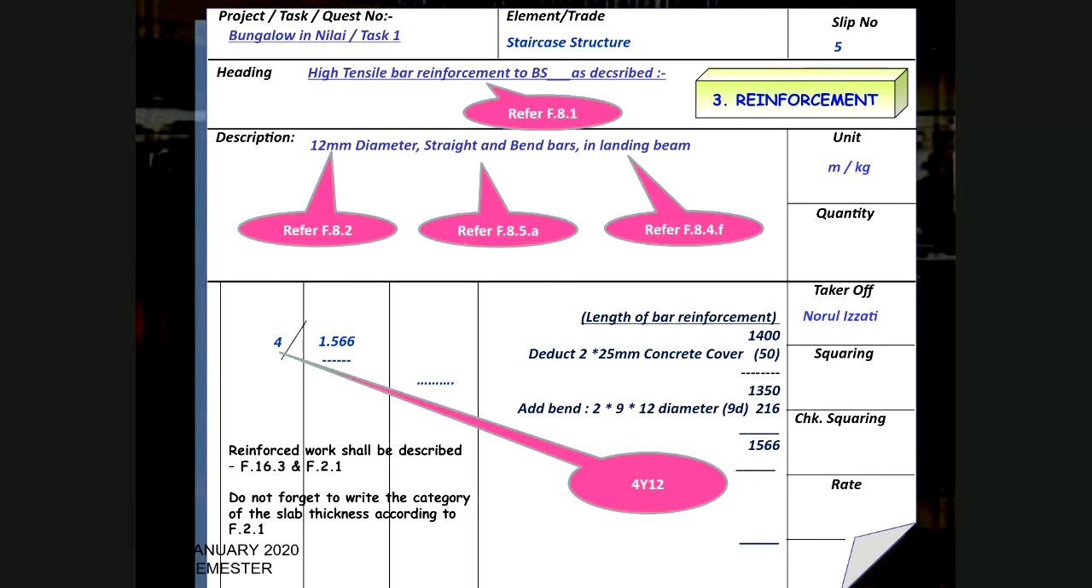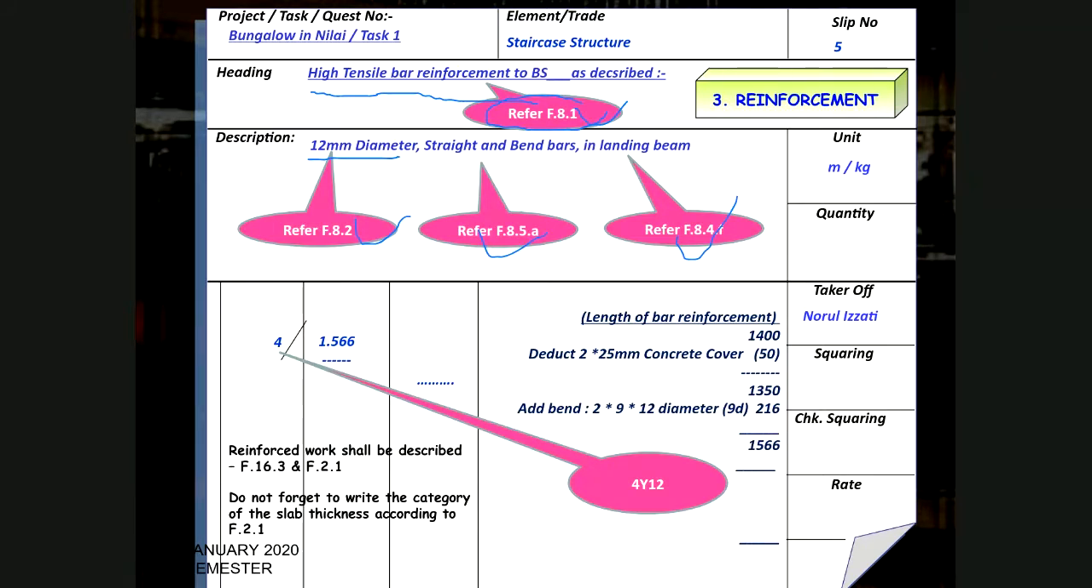Okay, this is the summary of how you want to write down the description. Why did I put high tensile as the heading? Because you don't have to repeat. Let's say you have 4 items to be measured under high tensile. So you put this under the heading, and in the description you can write 12 mm diameter, straight and bent bars in landing beam. So you can see here how many rows: 1, 2, 3, and 4. The type in terms of kind and quality, the size in terms of kind and quality as well. If you have more than one shape, for example circular shape, you have to write it down. And then F.8.5 in terms of texture and location F.8.4.